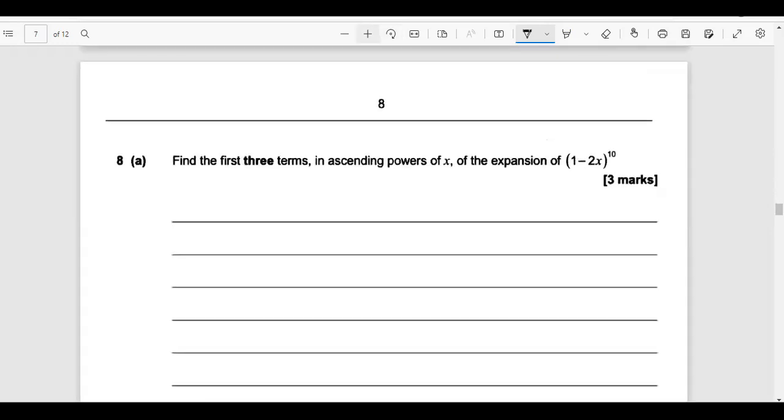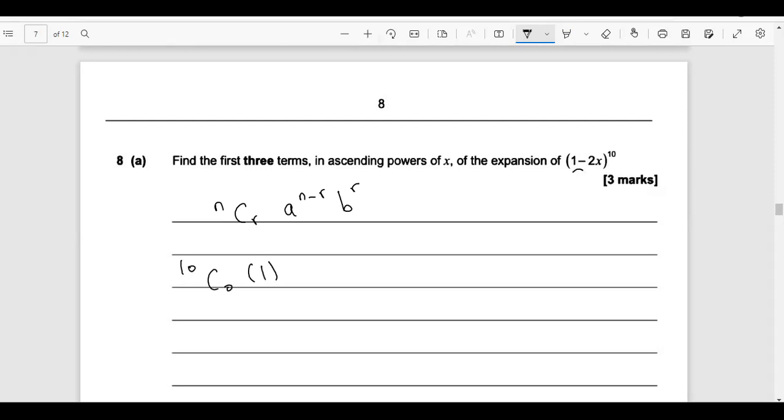Okay, it's simple. It says find the first three terms in ascending powers of x of the expansion. This we will use the binomial expansion formula, which I taught you. So let's use it. So we know that nCr is equal to a power n minus r, b power r. n is 10. So the first term would be 10C0, 1 power.